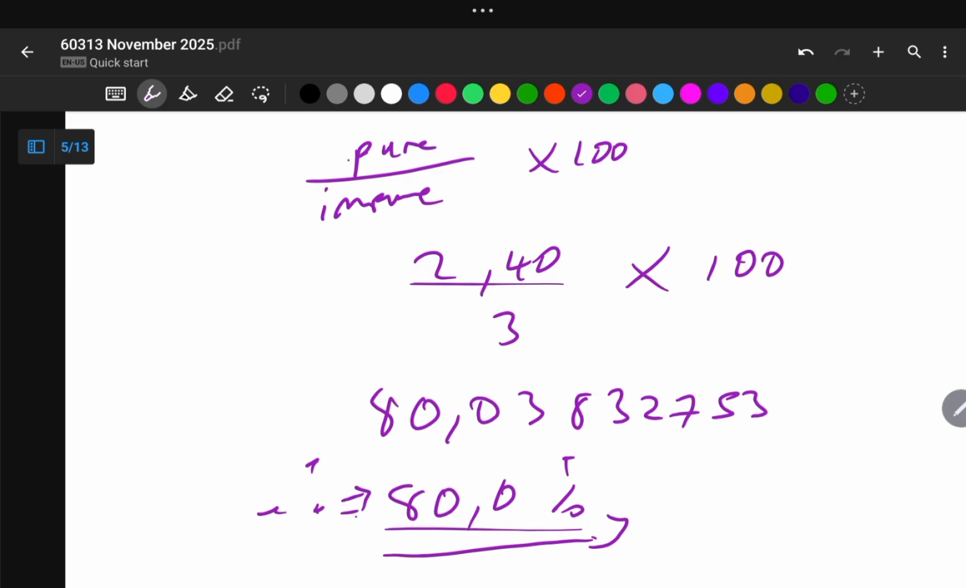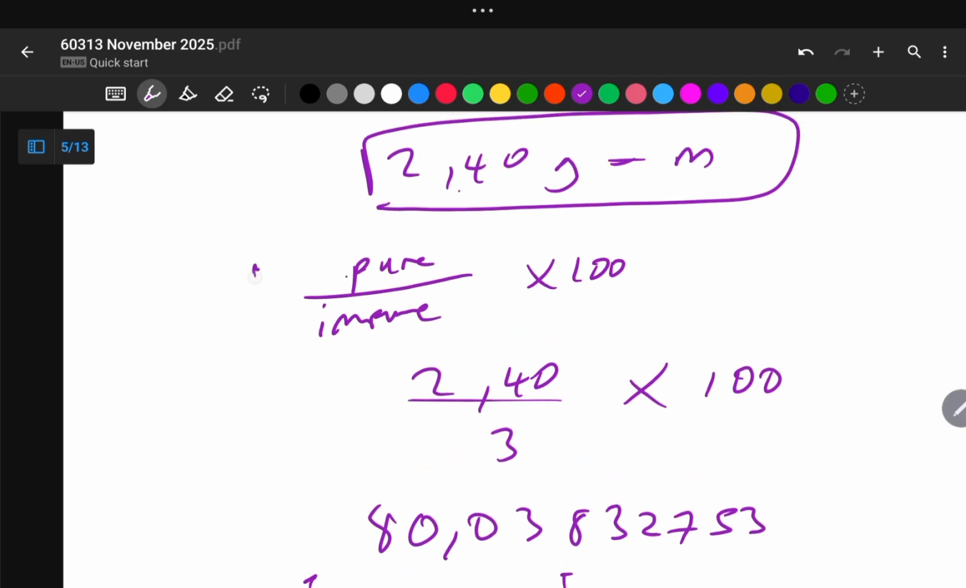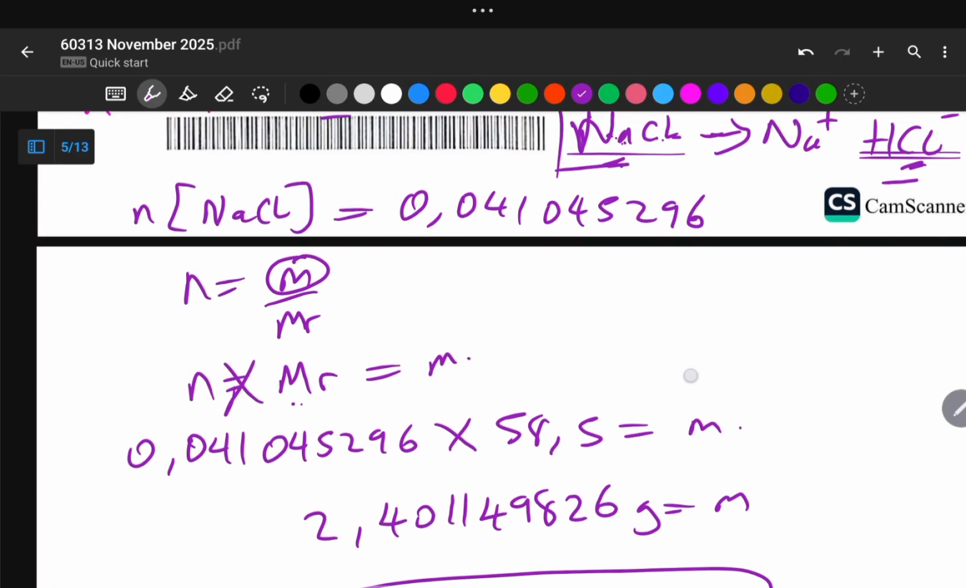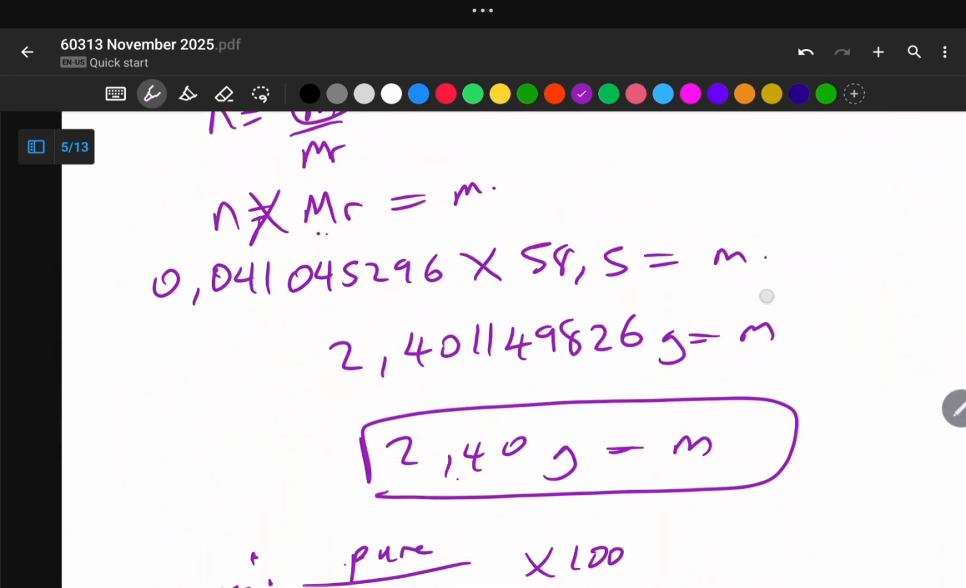So you should always familiarize yourself with this kind of question, right? And then we are now moving on to the next part.